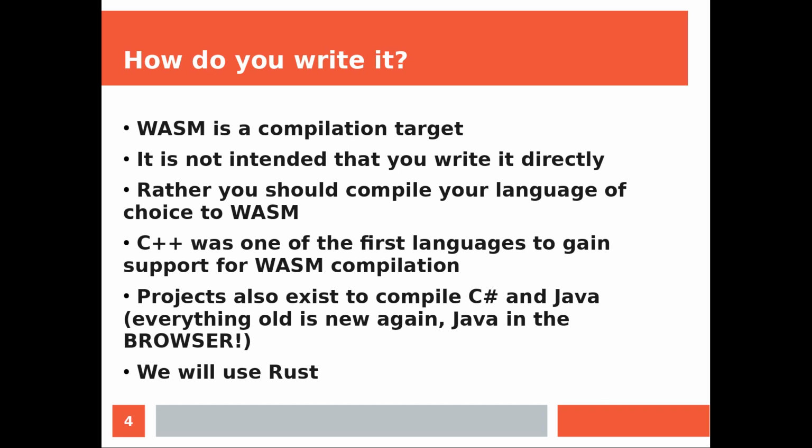So how do you write WebAssembly? Well, you don't normally. WebAssembly is really a compilation target. You're typically going to be developing in some other language of your choice and then compiling to WASM. And there are quite a few languages out there that are already offering support to compile to WASM. C++ was one of the first on the scene, but also there's projects out there I've heard of to compile C# as well as Java.